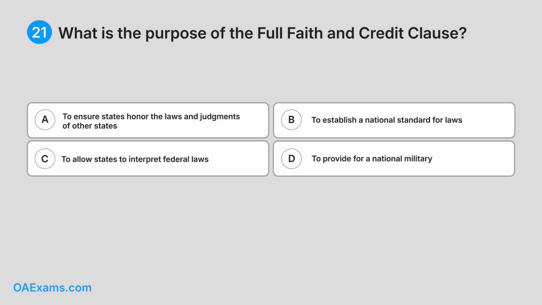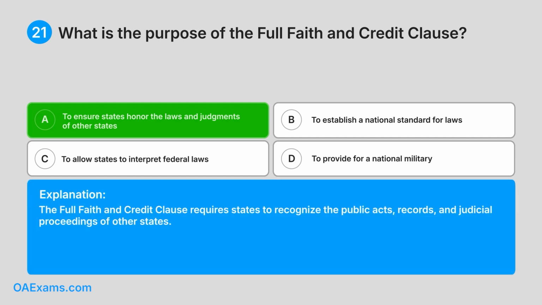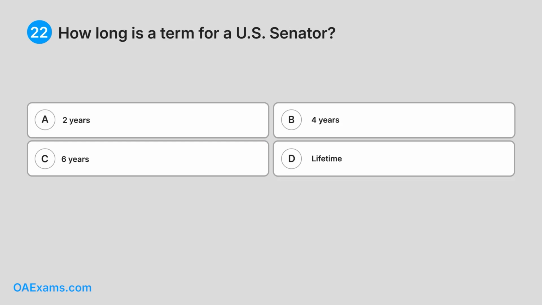Correct answer. A. To ensure states honor the laws and judgments of other states. Explanation. The Full Faith and Credit Clause requires states to recognize the public acts, records, and judicial proceedings of other states. 22. How long is a term for a U.S.